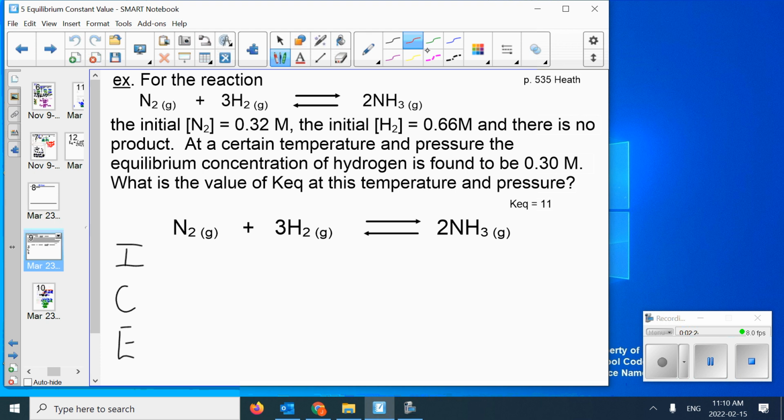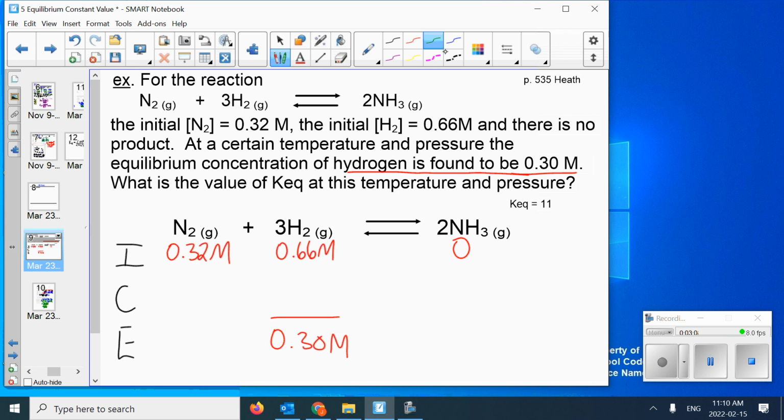So, the first thing I want you to do is jot down your given information. Nitrogen is 0.32, so I'm going to put that under here. Then the hydrogen is 0.66. I said there's nothing, no product. Then the other given piece of information is that equilibrium concentration of hydrogen. That's what we have given. The rest we have to figure out.